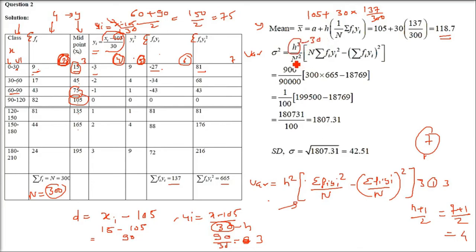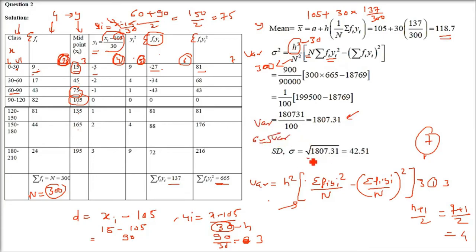H you have to put 30, N you have to put 300, and 300. Sigma fi, and of course 300. Sigma fi yi whole square, that is going to be 665. This you write 665. And sigma fi yi is 137, so 137 whole square you have to write. Okay, all the values are known to you. Computation you can do. 1807.31 will come. This is going to be your variance.